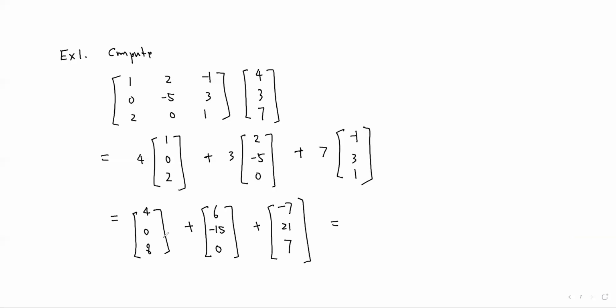Now add these 3 vectors by adding the corresponding entries. 4 plus 6 minus 7, number 3. 0 plus negative 15 plus 21, 6. And then here is 50. Done. This vector is this matrix times this vector. This is part A. Okay, part A.